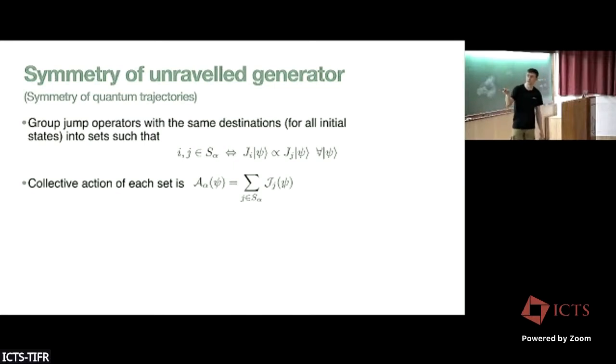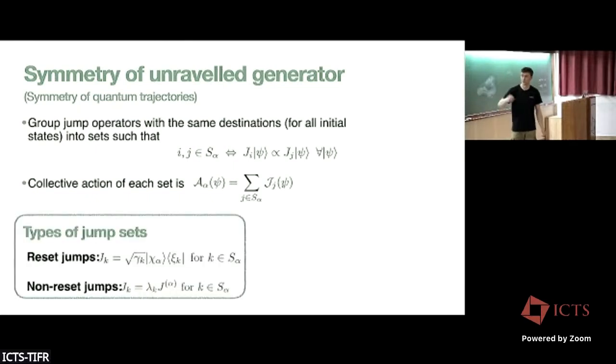So this collective action of the set is given by the superoperator A, which is just a sum over all jumps that give you the same destination no matter which state you start. So these come in two types. We can either have reset jumps, which have been described in quite a lot of talks over the last couple of weeks. And so this is just some rank 1 operator where this chi alpha just tells us the reset state to which we jump, parameterized by this psi and the rate gamma. Or we can have jumps which are just proportional to one another. So you can just consider maybe some dephasing from your environment, some dephasing from your measurement apparatus, and we can trivially just combine these if they're proportional operators.